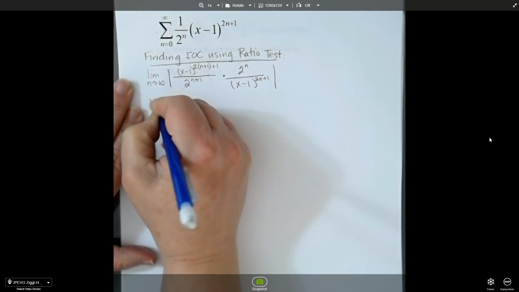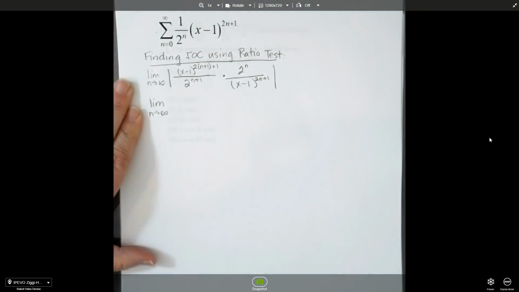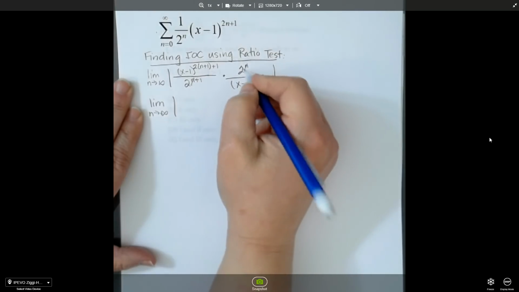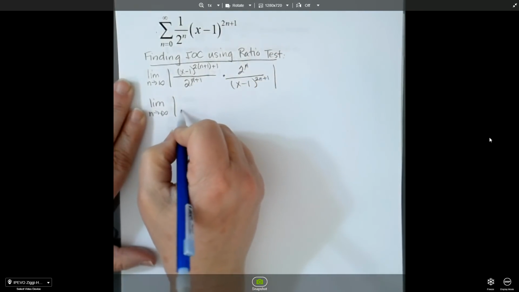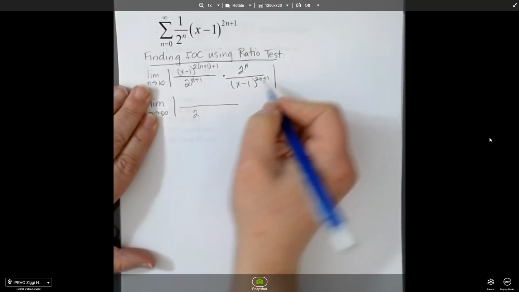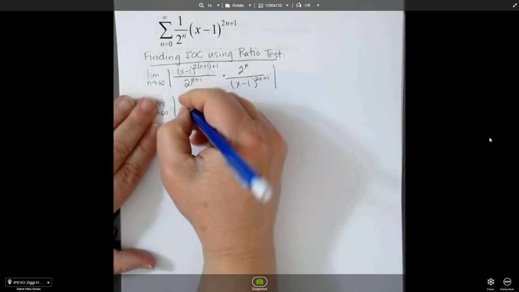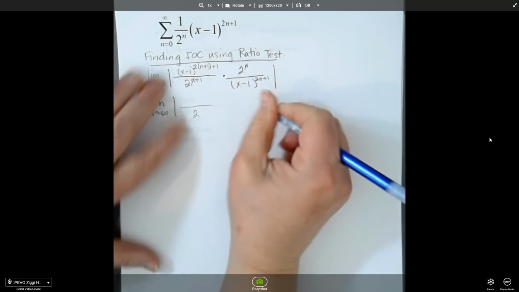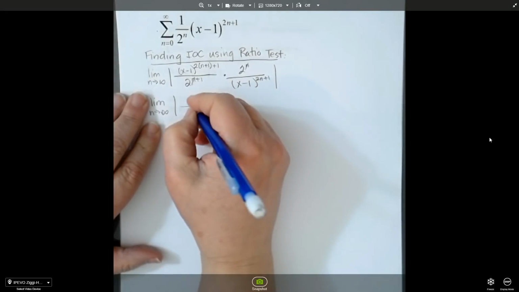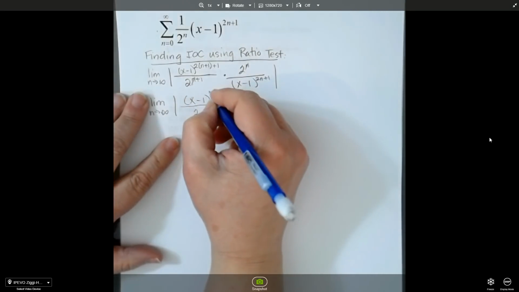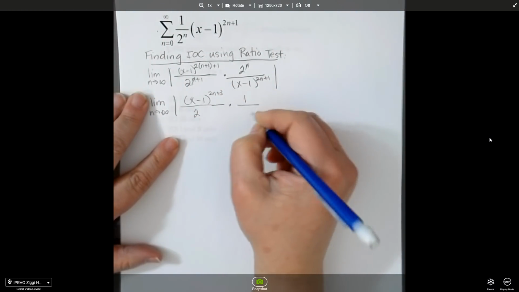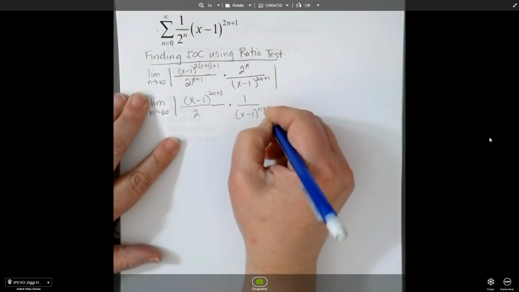All right, let's simplify that a bit. The limit as n goes to infinity of, well, the 2 to the n's are going to cancel, and I'm left with a 2 on the bottom. I'll do the numerators real quick because it's really important that we get this straightened out. So I've got to distribute this. So this would be 2n plus 2 plus 1. So this is going to be x minus 1 to the 2n plus 3. There it is. That's the one I knew I was going to have to do. Times 1 over x minus 1 to the 2n plus 1.